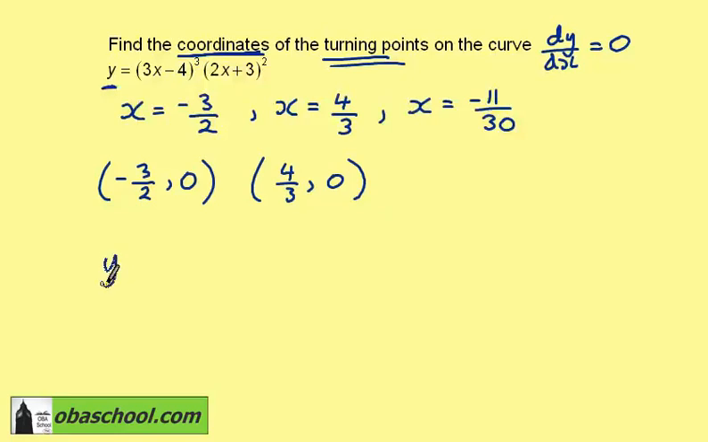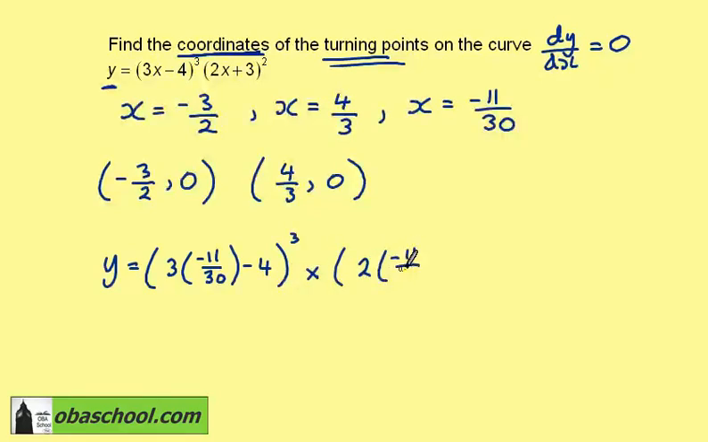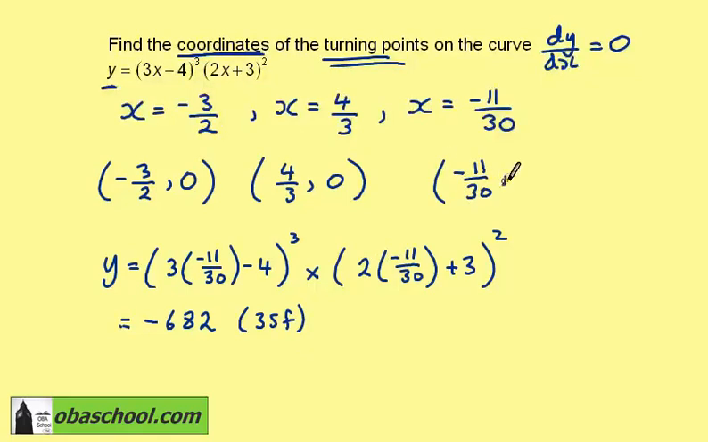Now if x is −11/30, we need to substitute in. So we get (3 × −11/30 − 4) cubed, multiplied by (2 × −11/30 + 3) squared. This calculates to give −682, correct to 3 significant figures. So we have (−11/30, −682). Although, of course, you could have given this last answer as an exact fraction. So here we have the coordinates of our three turning points.